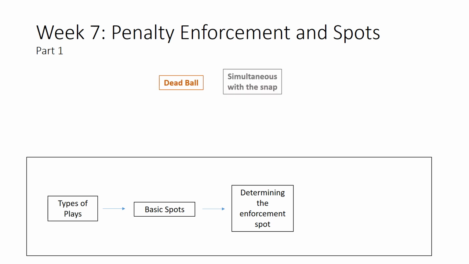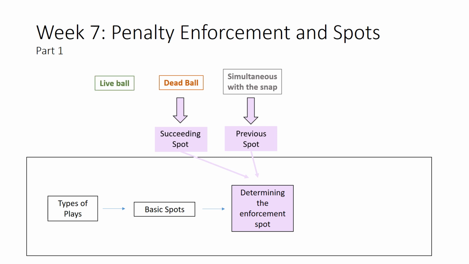For dead ball fouls and fouls simultaneous with the snap, we have a prescribed spot that those fouls are always enforced from. A dead ball foul, which occurs while the ball is not live, is always enforced from the succeeding spot. Fouls simultaneous with the snap, such as illegal shift or illegal motion, are enforced from the previous spot. The enforcement spot on these fouls will always be the same. However, for live ball fouls, it can change.